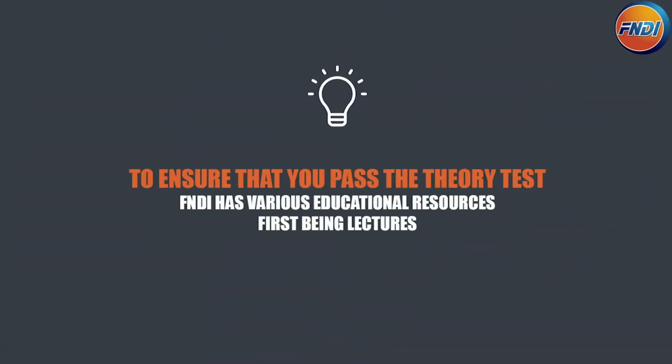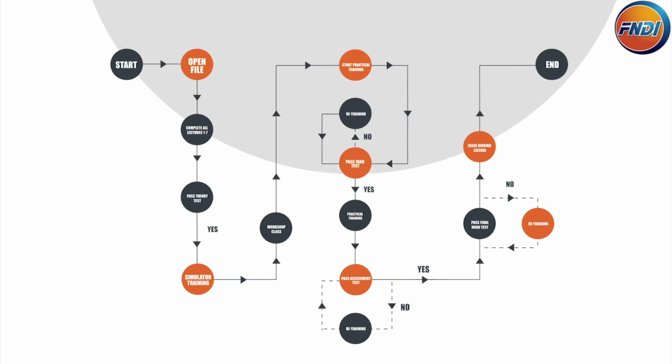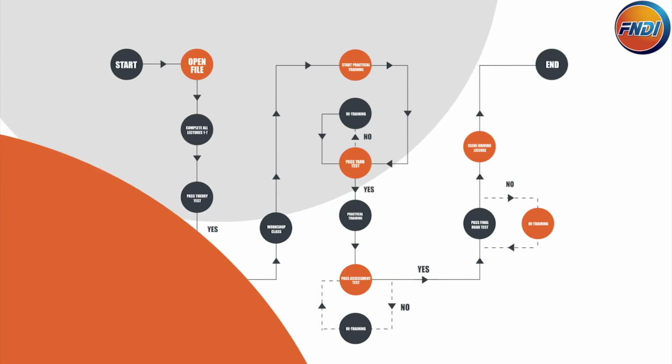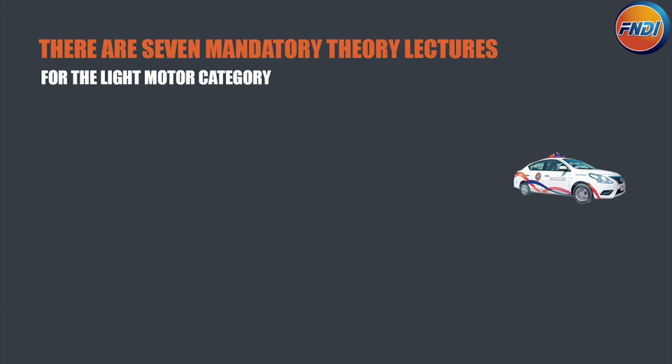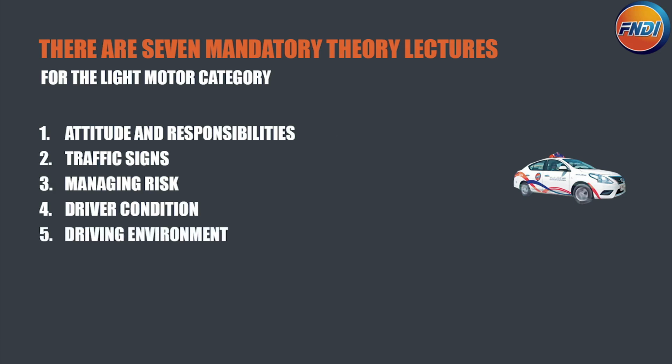To ensure that you pass the theory test, FNDI has various educational resources, the first being lectures. As per the flowchart, the theory test cannot be passed unless you have attended and understood all of the mandatory lectures. There are 7 mandatory theory lectures for the light motor category. 1. Attitude and responsibilities. 2. Traffic signs. 3. Managing risk. 4. Driver condition. 5. Driving environment. 6. Rules of the road.